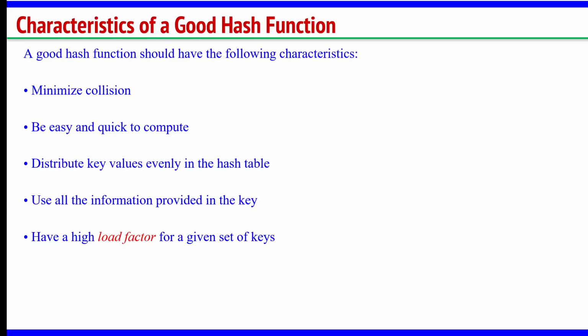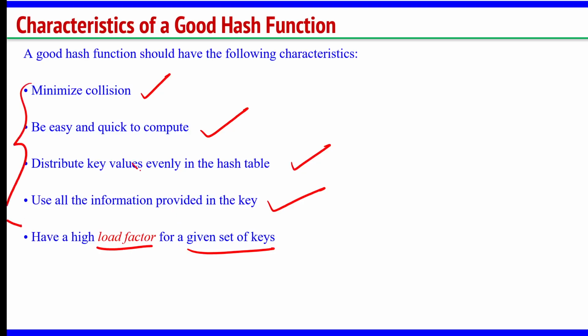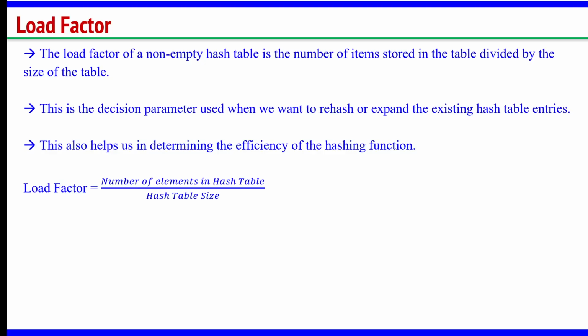What are the characteristics of a good hash function? When can we say a hash function is a good hash function? A good hash function has the following characteristics: minimize collision, be easy and quick to compute, distribute the keys evenly, use all the information provided in the key, and have a high load factor for a given set of keys. This all we understood already: it should distribute evenly, compute easily, and reduce collision. What is this load factor?